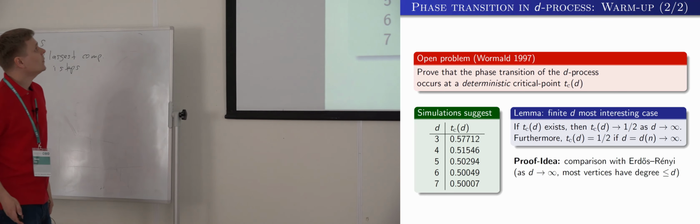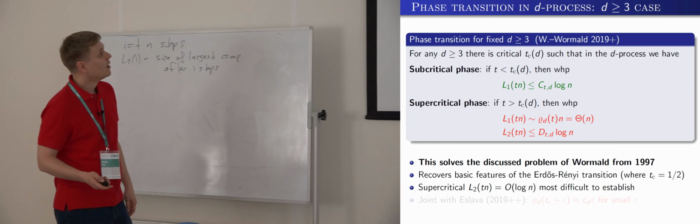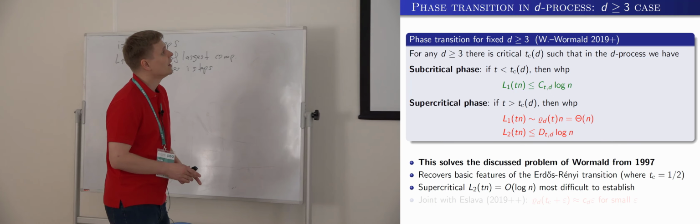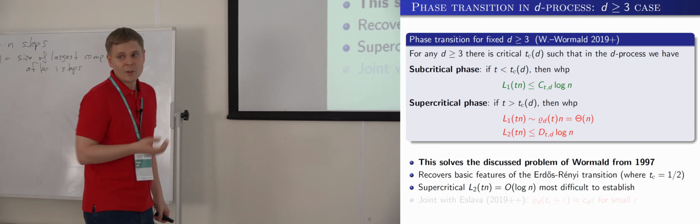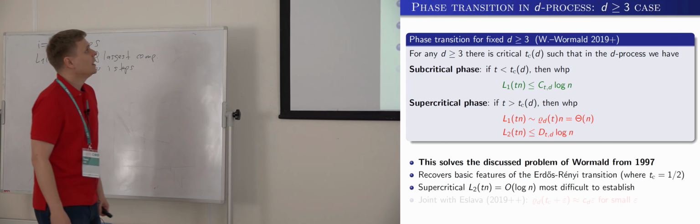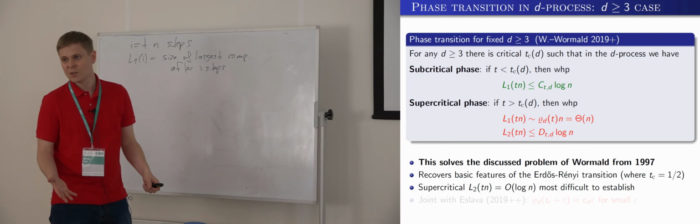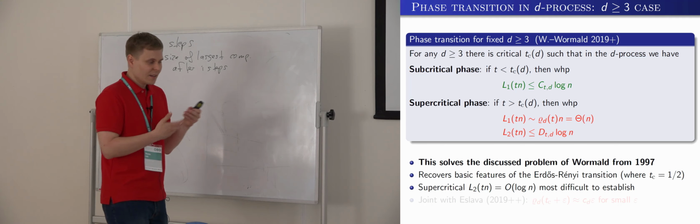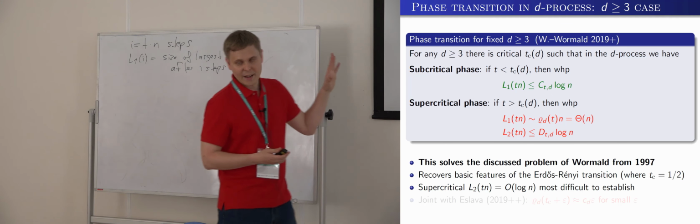So what is our first result here? As I mentioned, this is joint work with Nick Wormald. The first result considers D at least 3, and we can show that there is a phase transition that, if you look at it in this very basic way, looks like Erdős–Rényi.